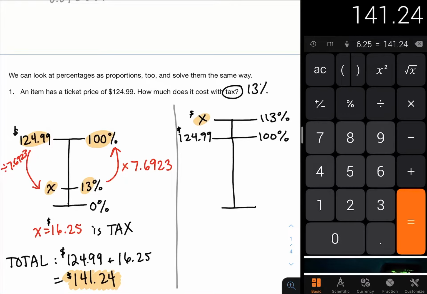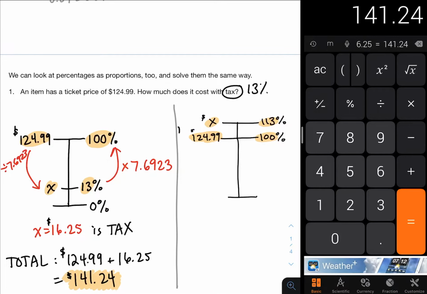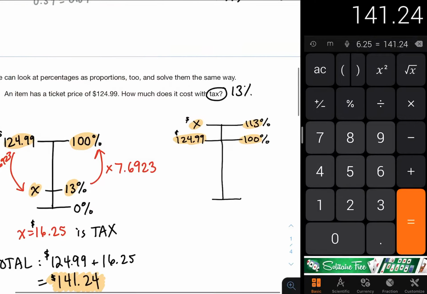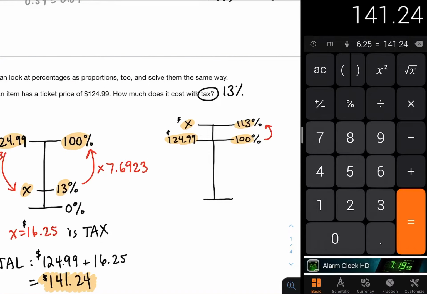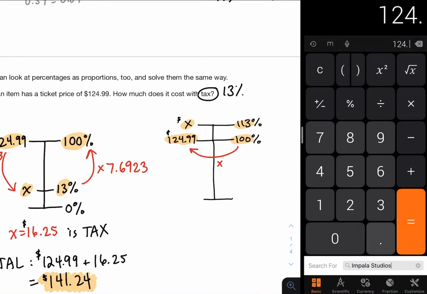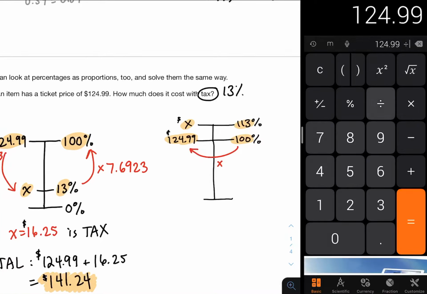So same thing, you can see I have a number over a number equals a number over a number. So I can treat that the exact same way that I treated all these other problems before, and I can find out what the scale factor is. So let's find that scale factor. I know 100 times something, or actually let's go the other way just to make it interesting this time. 100 times something makes $124.99. So I want to know what that multiplier is. To find the multiplier, I divide. So $124.99 divided by 100 is 1.2499.